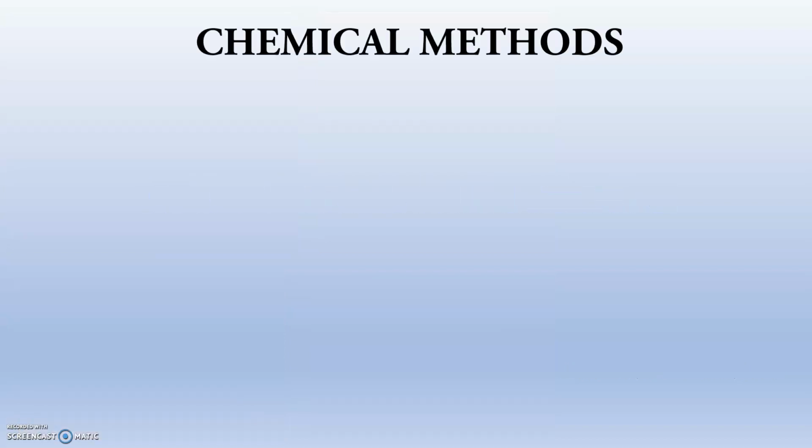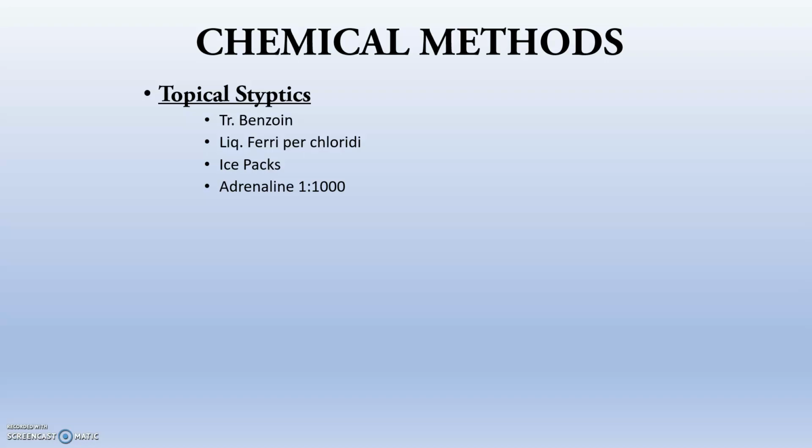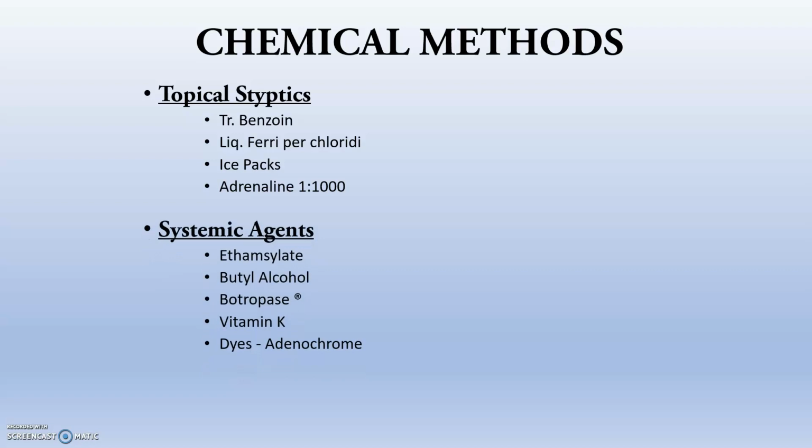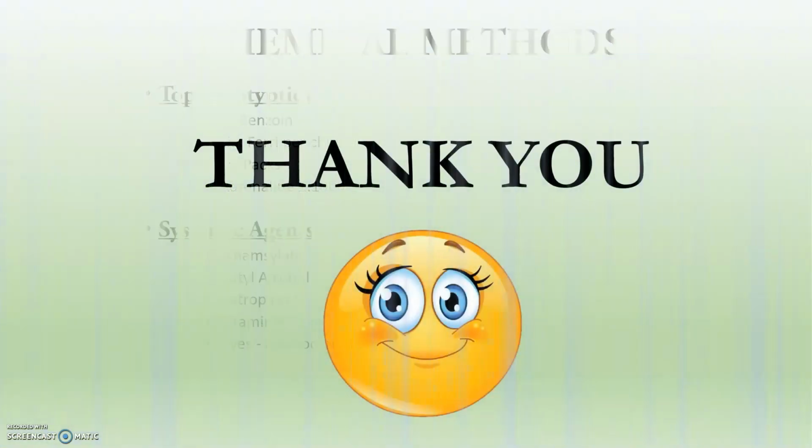Next are the chemical methods. We will have topical styptics, which control the hemorrhage: tincture benzoin, liquid ferric perchloride, ice packs, or adrenaline 1:1000, which is a vasoconstrictor. It constricts the vessel and the hemorrhage will be controlled. Next are systemic agents: ethamsylate, butyl alcohol, botropase, vitamin K, and many dyes that are very common, such as adrenochrome, etc. So thank you.